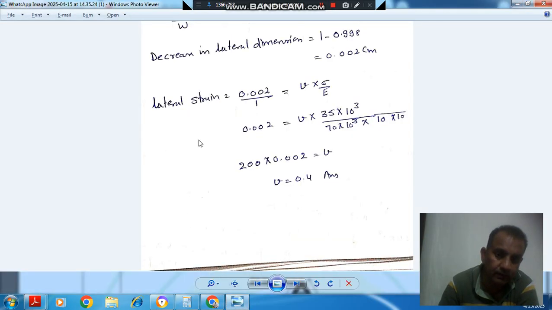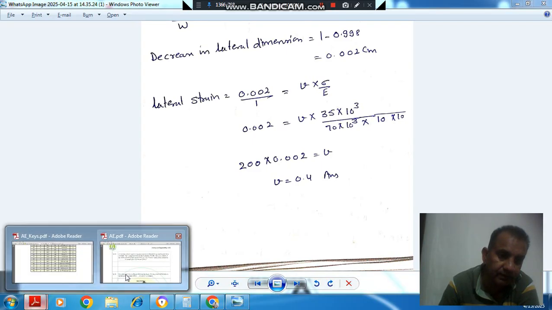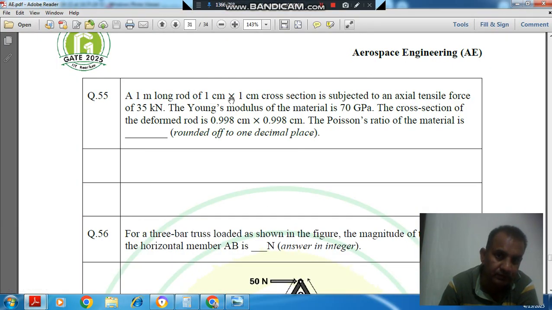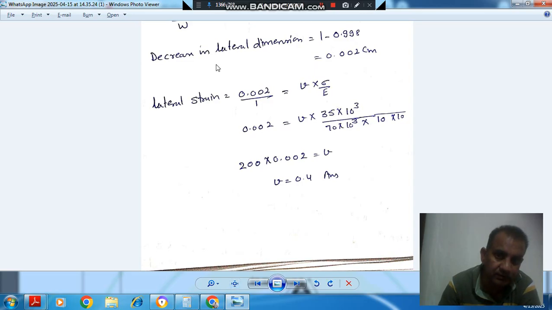So here the lateral dimension initially was 1 centimeter by 1 centimeter, and after the load is applied it becomes 0.998 centimeter. Okay. So now it means there is some decrease in lateral dimension. So the decrease in lateral dimension is 1 minus 0.998, that is 0.002 centimeter. And initially it was 1, so lateral strain is 0.002 by 1.